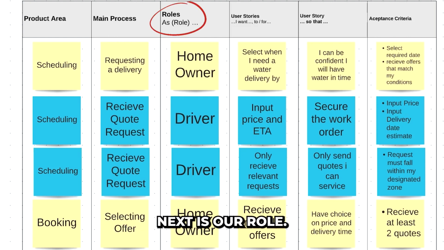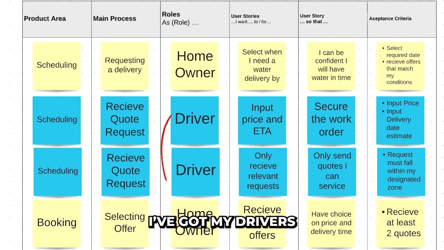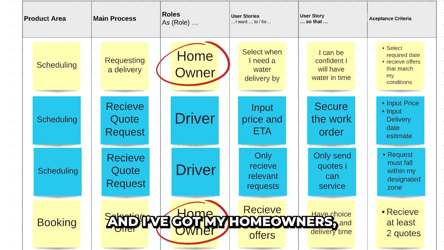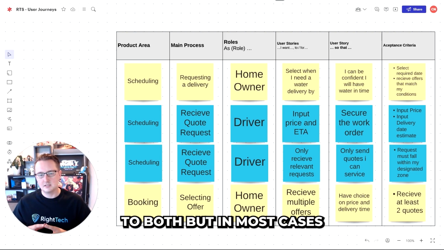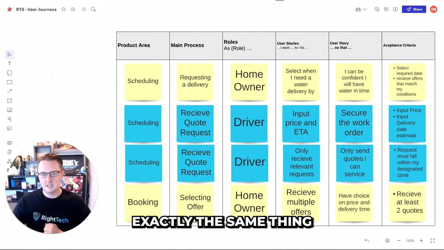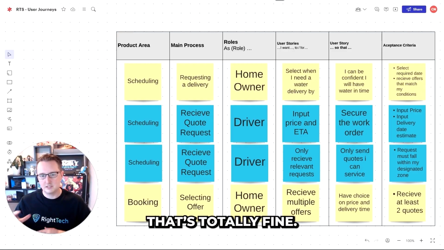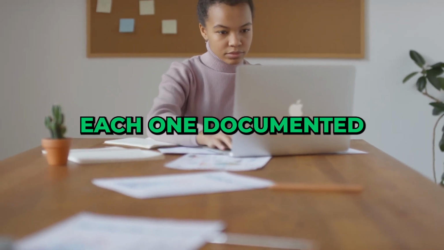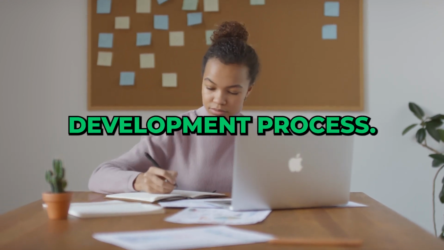Next is our role, so pretty self-explanatory. In mine, I only have two roles. I've got my drivers and I've got my homeowners, and these user stories need to relate to one or the other. There are occasions where it could relate to both, but in most cases I would suggest that even if it relates to both, split it out. Even if it says exactly the same thing on both rows and the only difference is the role, that's totally fine. Just better to have each one documented separately so that it doesn't get missed in the development process.